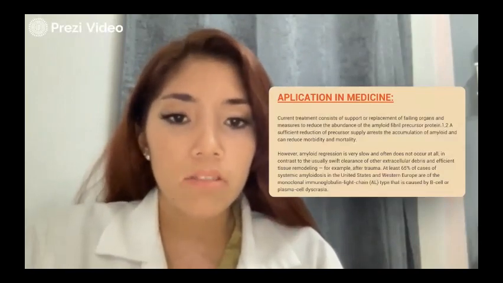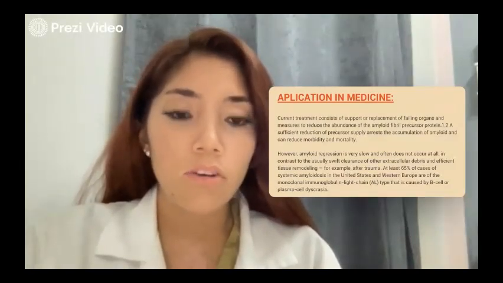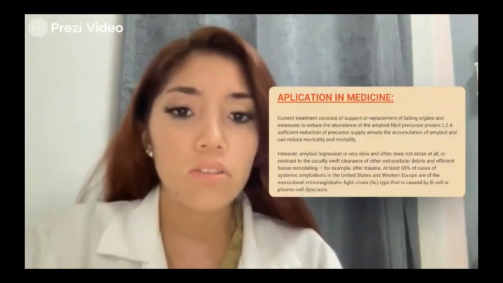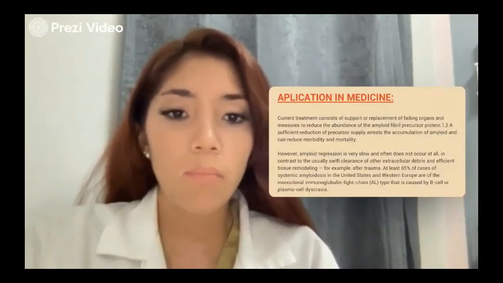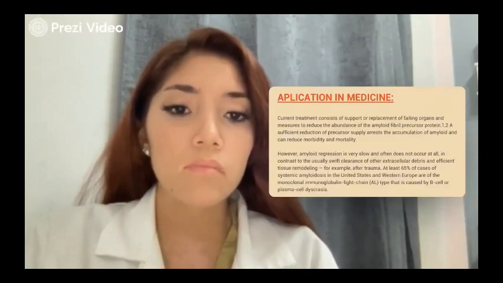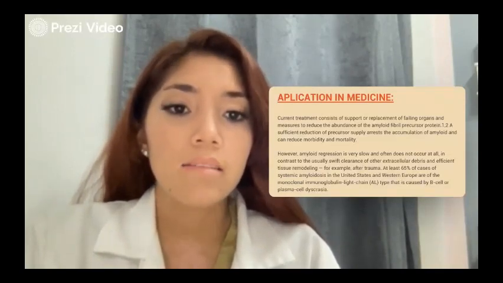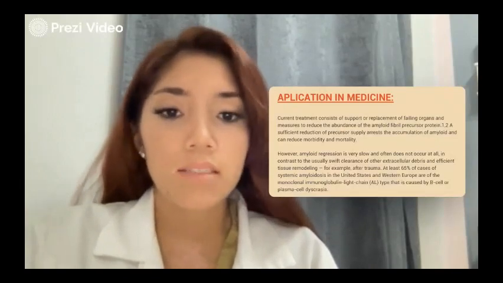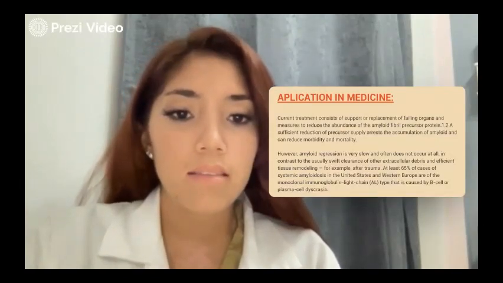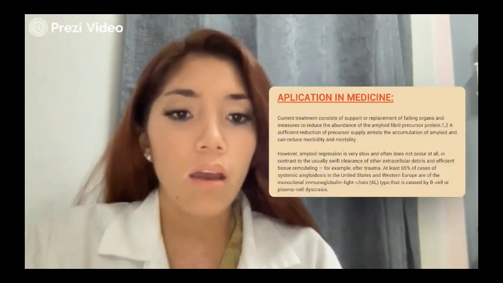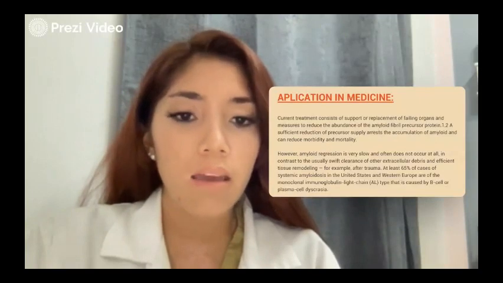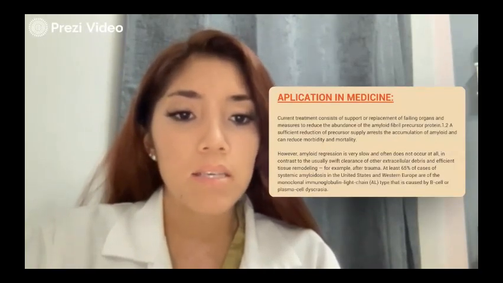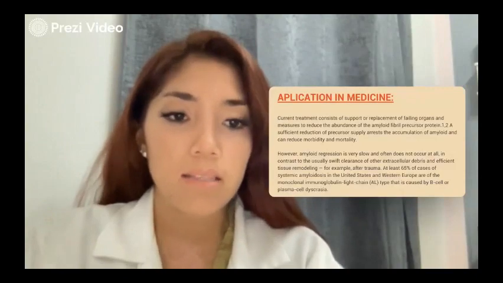However, amyloid regression is very slow and often doesn't occur at all, in contrast to the usually swift clearance of other extracellular debris and efficient tissue remodeling, for example, after a trauma. At least 65% of cases of systemic amyloidosis in the United States and Western Europe are of the immunoglobulin light chain AL type that is caused by B cell or plasma cell disease.